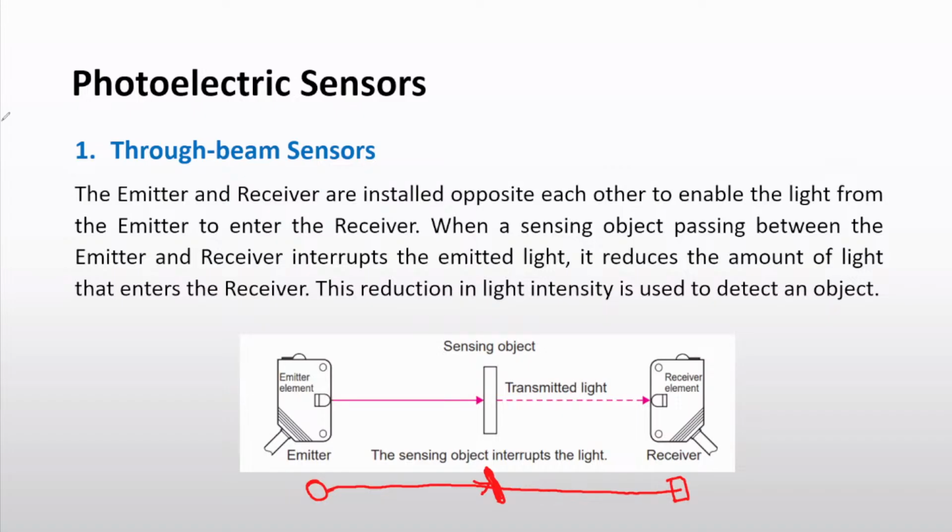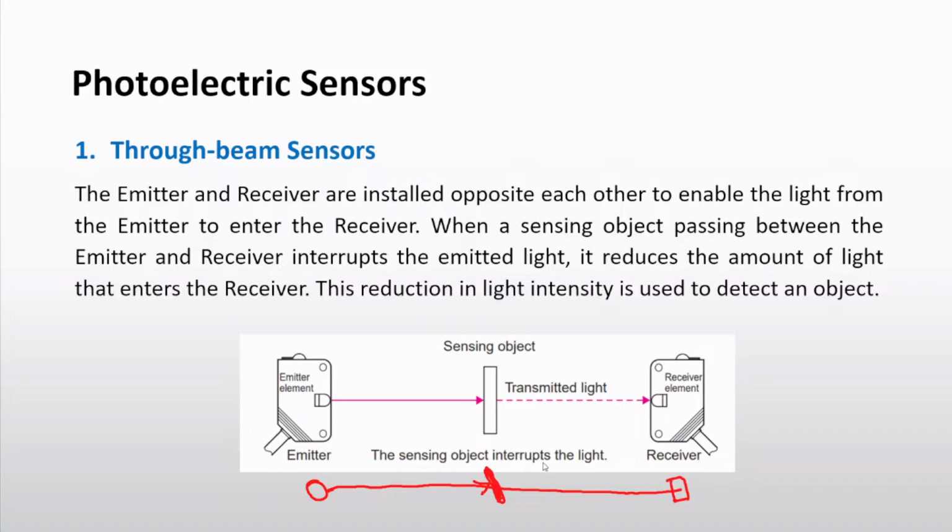So that means if there is any object present in the middle of this emitter and the receiver, the light beam cannot travel to the receiver. So in that case, the receiver detects the presence of the object. So this is called a through beam sensor.